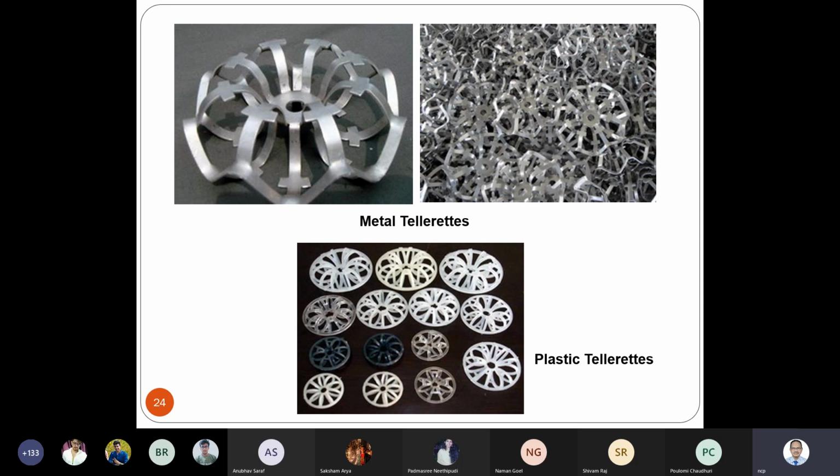This is a single one, and when it is packed, it looks like this, right? So metal Tellerettes, and then we have these plastic Tellerettes also. So different types of design, but these are also used as random packings for packed towers.